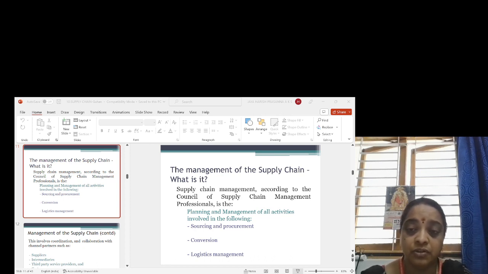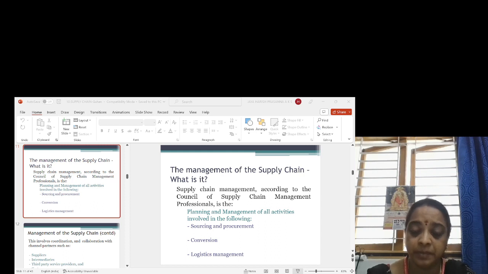So what does the supply chain concept consist of? It consists of all these basic components which we have already discussed in our first lecture: manufacturers, suppliers, transporters, warehouses, retailers and customers. The types of supply chain configurations: there are three types. One is a direct supply chain, the second is an extended supply chain, and the third is an ultimate supply chain.